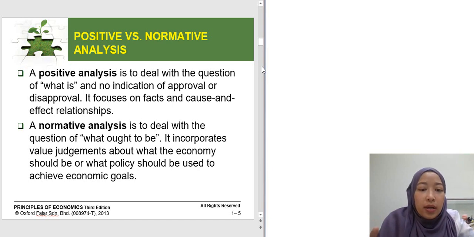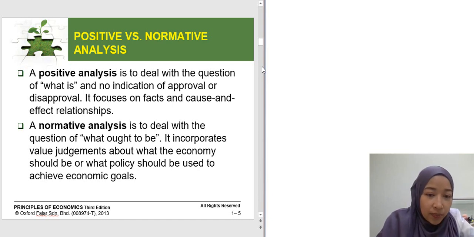Okay, or a positive question, for example, if we talk about question, an example of positive question is what will happen to tax, or what will happen to demand if tax decrease. So the answer is like what I said just now. If tax increase, demand will decrease. So those are examples of positive question and positive statement.